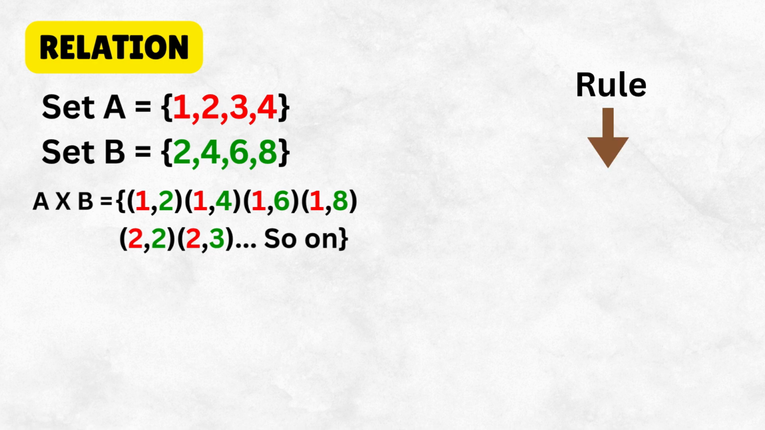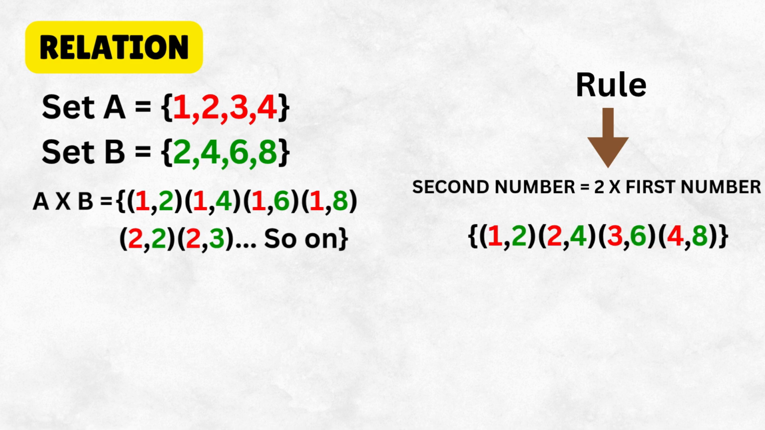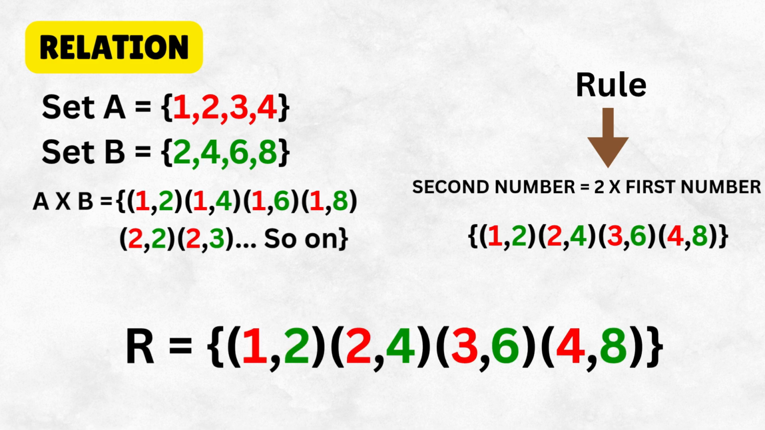Now suppose our rule says that the second number must be twice the first number. Immediately, most ordered pairs are rejected. Only the pairs (1, 2), (2, 4), (3, 6), and (4, 8) satisfy the condition. These selected ordered pairs together form the relation. So always remember this: every relation comes from the Cartesian product, but a relation usually contains only those ordered pairs that satisfy a given rule.